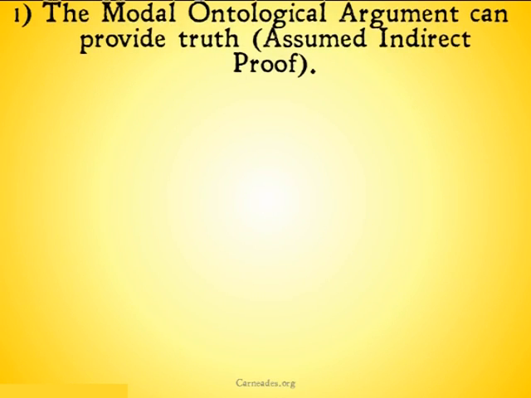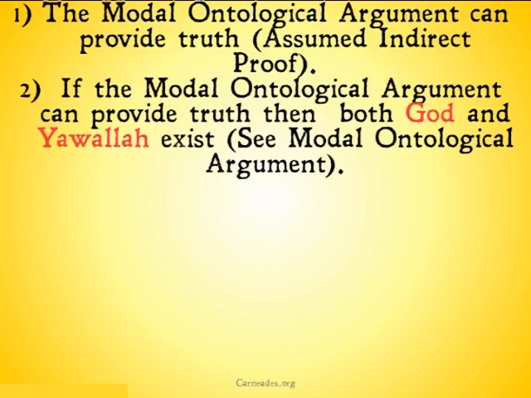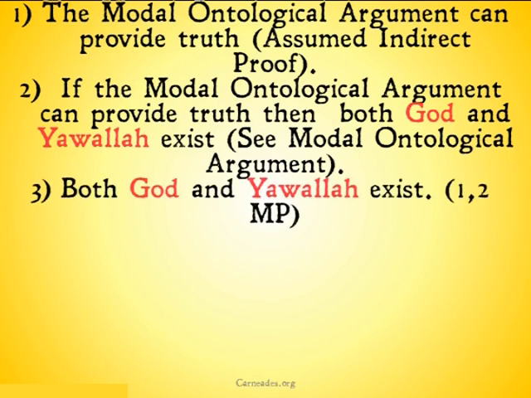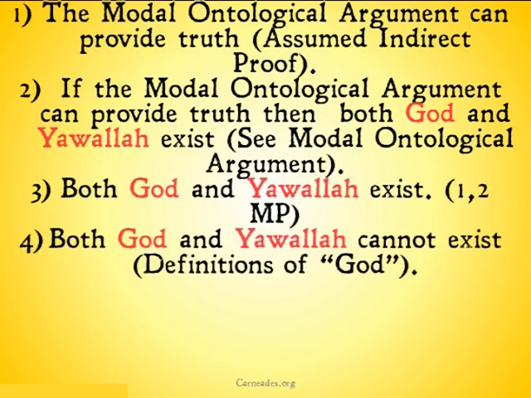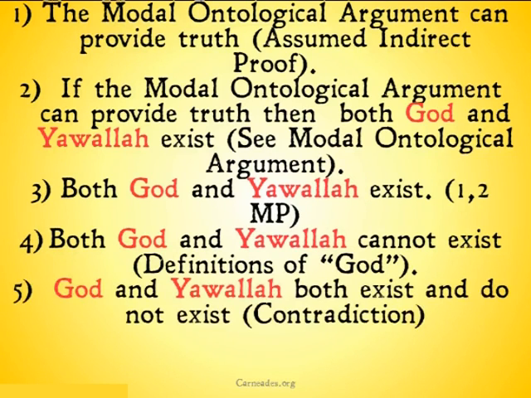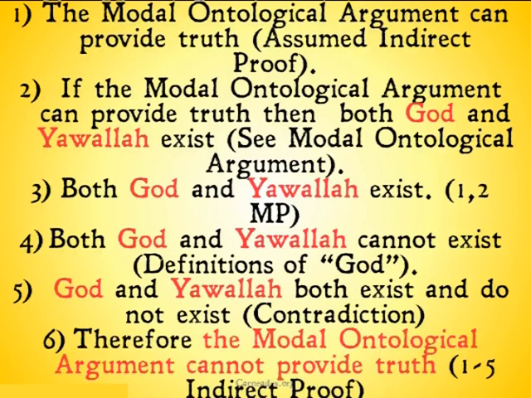Here's the argument. The modal ontological argument can provide truth, assumed for indirect proof. If the modal ontological argument can provide truth, then both God and Yoalla exist. See the modal ontological argument earlier. Both God and Yoalla exist. 1, 2, modus ponens. Both God and Yoalla cannot exist. That's just the definition of God. God and Yoalla both exist and do not exist. We are left with a contradiction, which means that, therefore, the modal ontological argument cannot provide truth. 1 through 5, indirect proof.